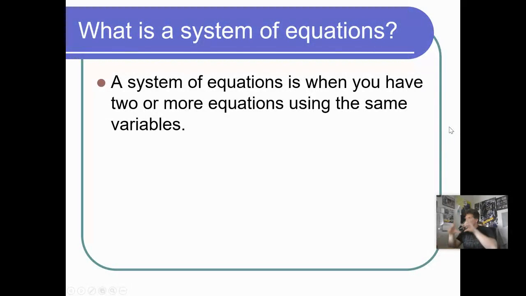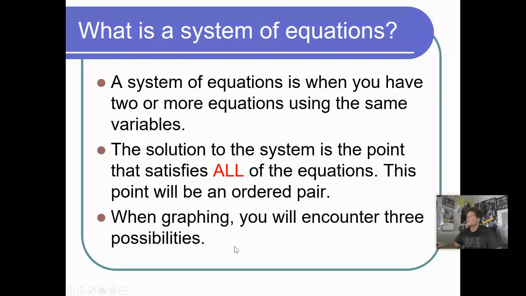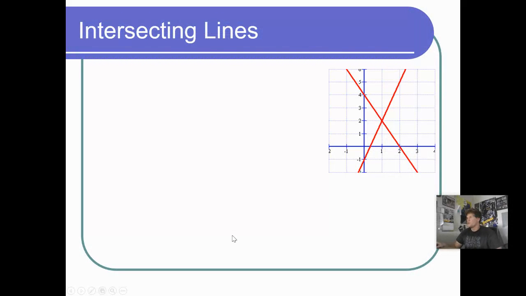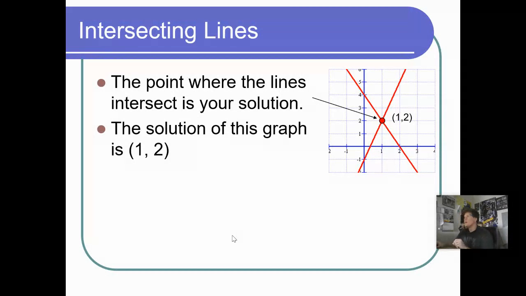A system of equations is just a grouping of two or more equations. You find solutions to them by looking for points that satisfy all of the equations. This will be an ordered pair, an x comma y, a coordinate point in our graph. When graphing, there's going to be three different possibilities. Here's the first one. You have two lines that intersect each other. That point where they intersect, in this case (1, 2), is the solution to your system.